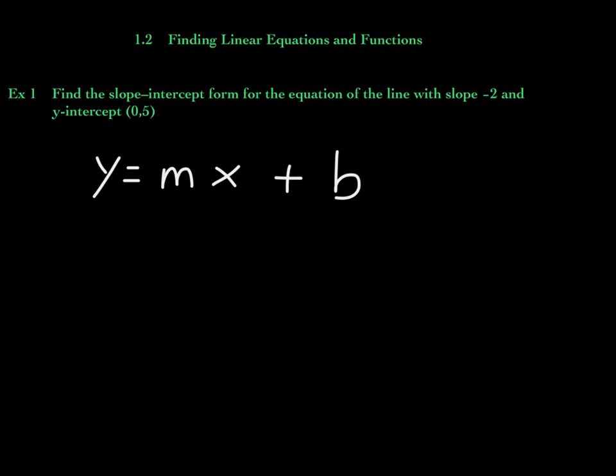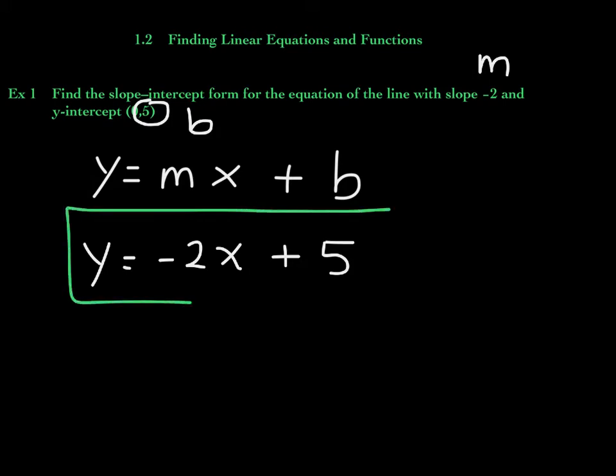But notice that in this problem, they gave you the slope, so you know m is -2, and they gave you the y-intercept, so you know that b is 5. So then, because they gave you exactly what you needed, all you need to do is plug those things in, and you're done. It's that simple. This is the slope-intercept form for that equation.